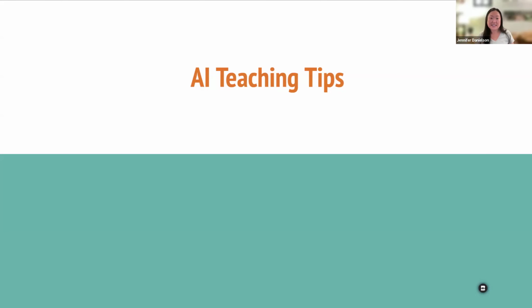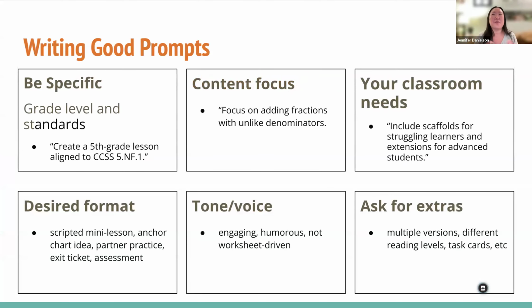So on this first slide, I have just the biggest thing that I had to learn as a teacher using AI, which was writing a good prompt. My first prompts were so vague and so broad, and the information I got back was not helpful at all. So a few things, like being specific. If you know the grade level, the standard, the benchmark, the number, whatever you can give, you will get more specific information back.